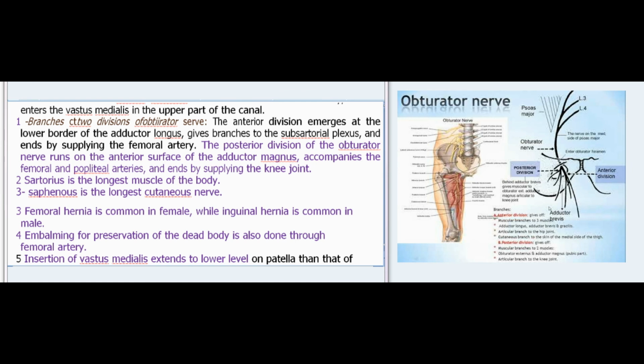5. Branches of 2 divisions of obturator nerve. The anterior division emerges at the lower border of the adductor longus, gives branches to the subsartorial plexus, and ends by supplying the femoral artery. The posterior division of the obturator nerve runs on the anterior surface of the adductor magnus, accompanies the femoral and popliteal arteries, and ends by supplying the knee joint. 2. Sartorius is the longest muscle of the body. 3. Saphenous is the longest cutaneous nerve.